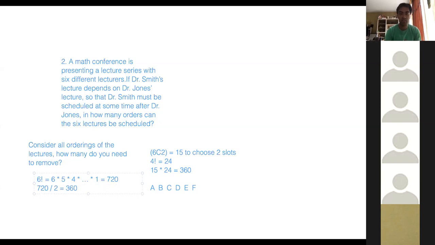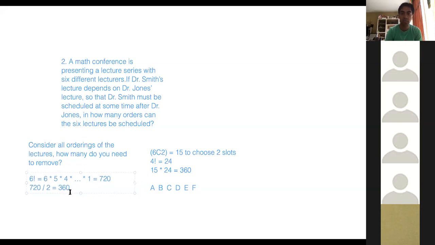to account for the fact that either Dr. Smith can be before Dr. Jones or Dr. Jones before Dr. Smith, and only half of those are possible. You can think about this alternatively that if I take any ordering where Dr. Jones is before Dr. Smith, I can convert it to another ordering by just flipping the 2. So for every ordering that works, I can create the one that doesn't work by just flipping Dr. Smith and Dr. Jones. That's another way to see that the number that work is equal to the ones you need to remove. So it's exactly half of the total number of orderings.